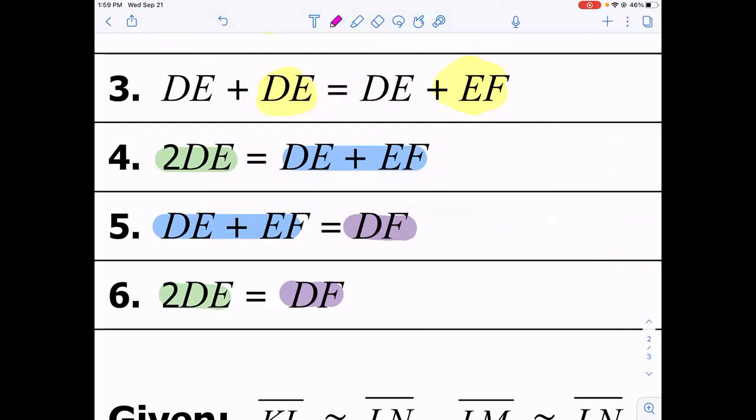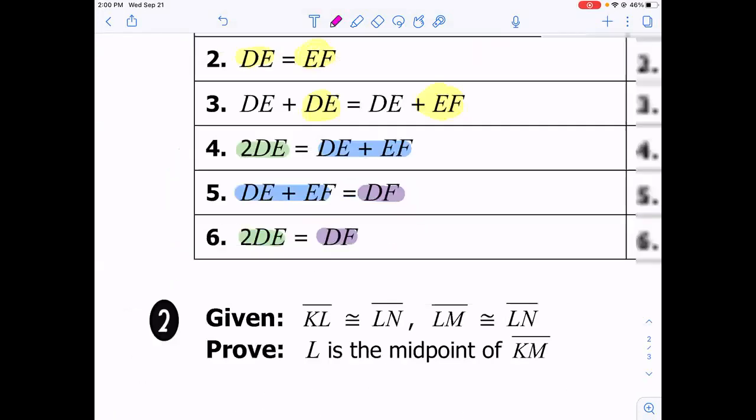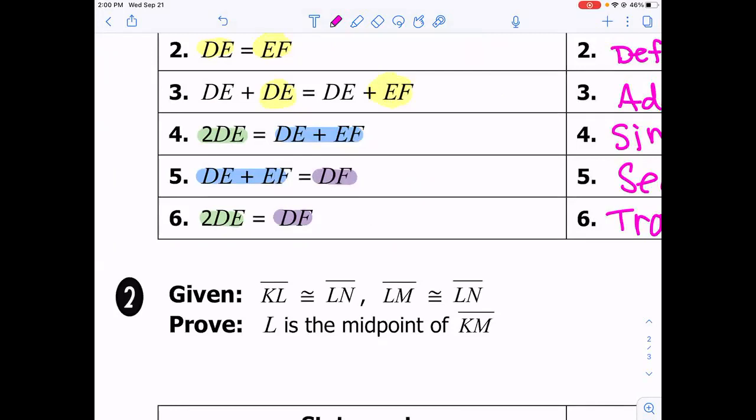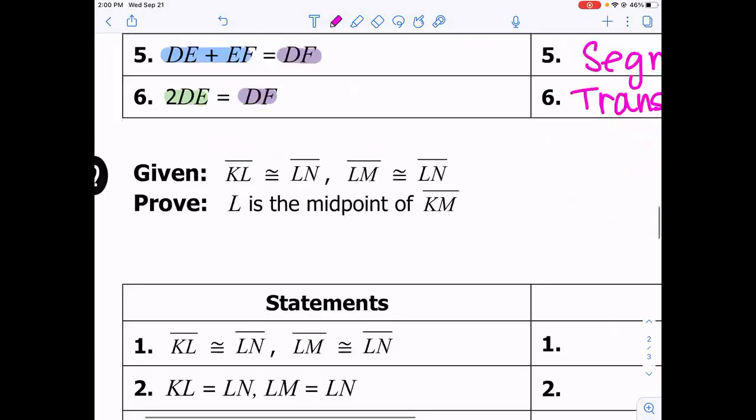No? Okay, then I need everybody to stop talking so I can help Cohen. So 2DE equals DE plus EF. And I know DE plus EF equals DF. So since these two are the same thing, if this equals this and this equals this, then really this equals this. EF and DE are the same as 2DE. Yes. Wait, do we have to memorize?